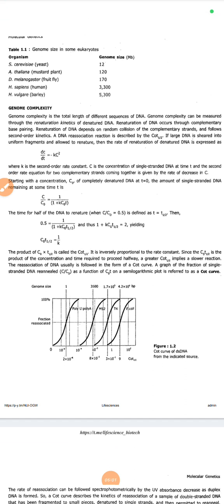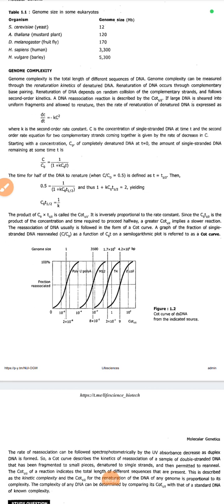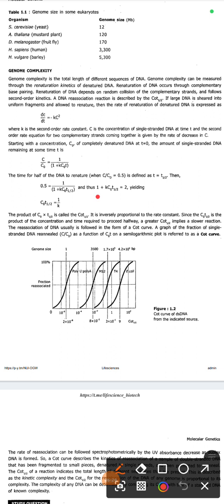So the time for half of the DNA to renature means C by C0 should be 0.5, and it is defined as t equals t half. So when the time for half of the DNA to renature is 0.5, putting the value of C by C0 as 0.5, we get 1 plus K C0 t half is equal to 2.